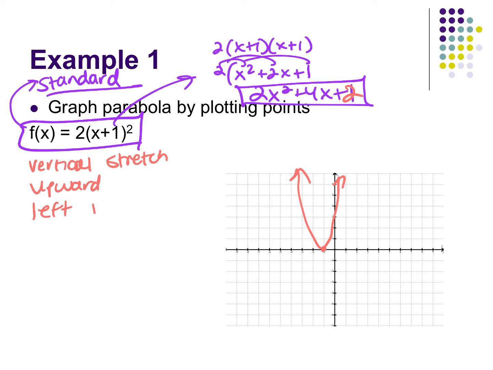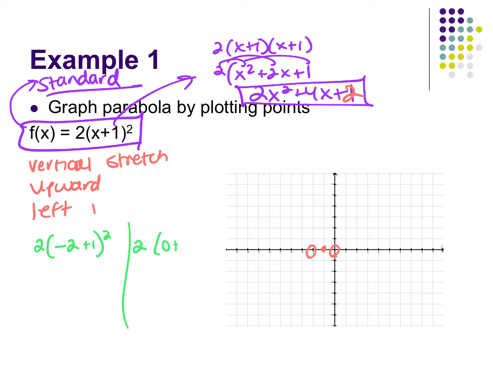What do my directions say that are different than just graph using transformations? Plotting points. This means we're gonna have to get specific now. What you wanna use is your transformations to find your vertex. But then once I find my vertex, I have to find coordinate points to the right and the left that are specific to my graph. So I'm going to find my vertex, and then I'm going to plug in at least 2 points, 1 to the left of my vertex, 1 to the right of my vertex. So I'm going to plug in negative 2 plus 1 squared, and I'm going to plug in 0.